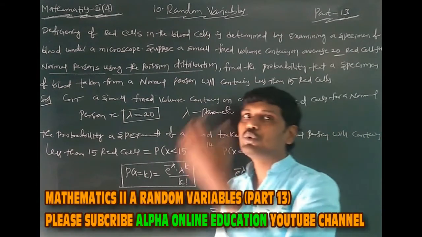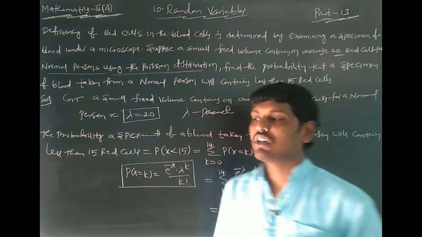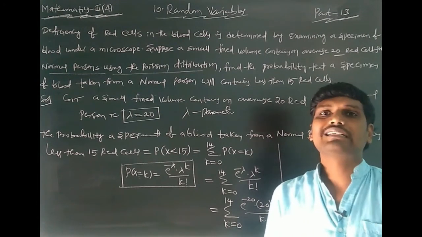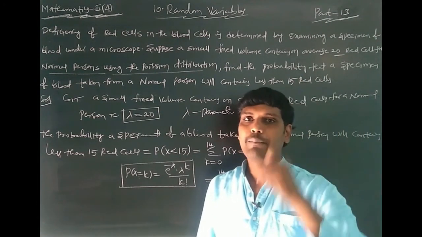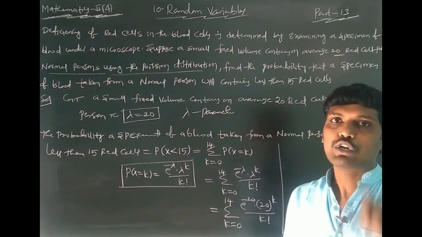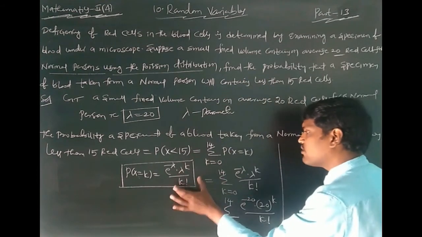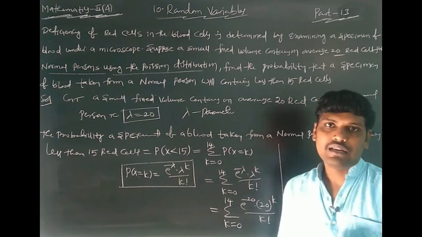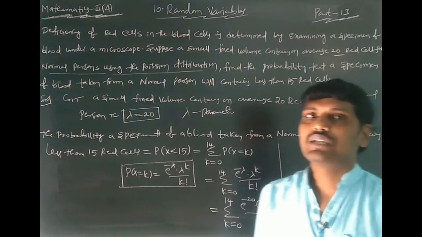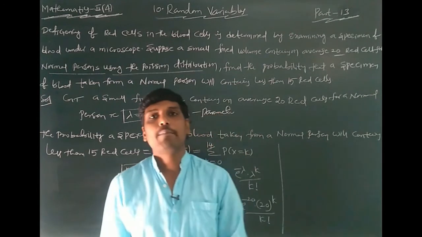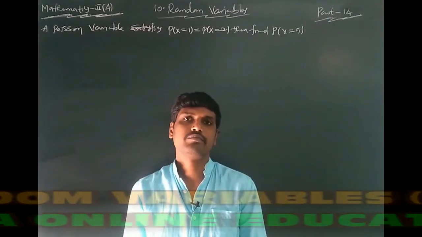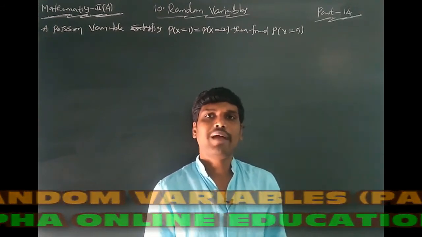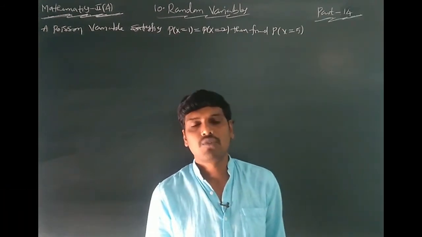After that, by using the Poisson distribution formula, P of x equal to k equals e power minus lambda into lambda power k by k factorial, we can find the lambda value and k value similarly. Understand? In this way you can do this problem. This is also an important 2 marks problem. Chapter 10, random variable. This chapter belongs to Mathematics 2A, part 14.